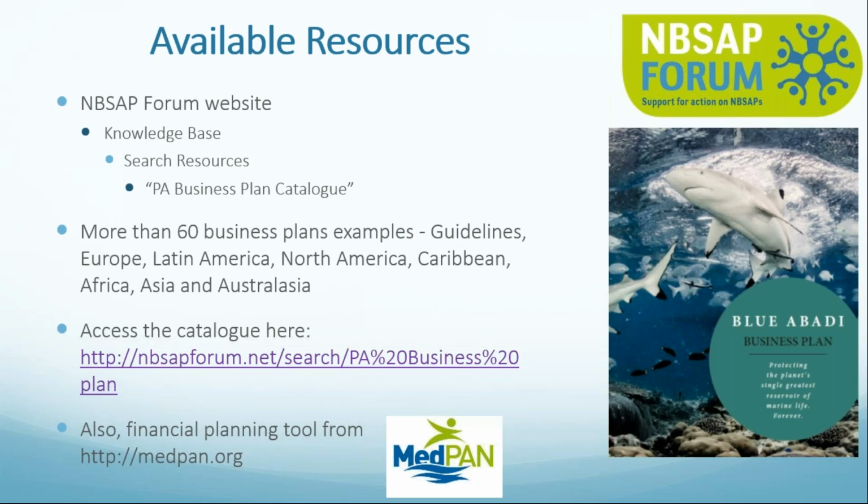And so you can click by going onto the NBSAP Forum website. Under the knowledge base tab, you can go into search resources, and if you type in PA Business Plan Catalog, you will come up with the list of the 60 business plans, as well as if you want to use the financial planning tool, this can be found through MedPan, and I've given their link to the organization there. I won't click on the link just in case it is the system, but I know this will be PDF'd and sent around to everybody, so you will be able to access this.